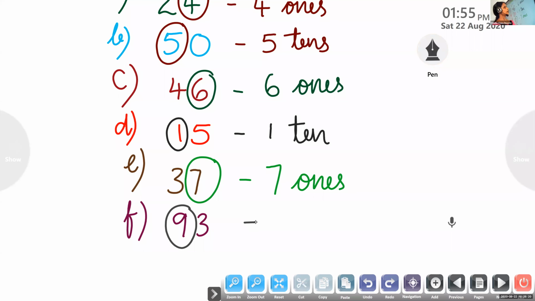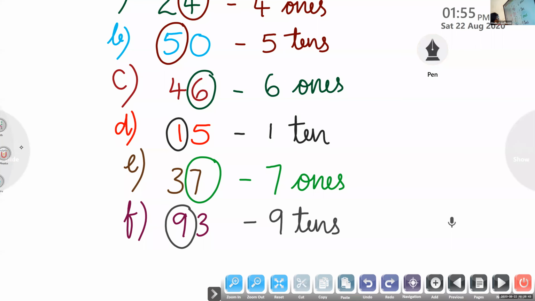Aisha, what is the answer? 93. 9 is encircled. What is the place value of 9 in the number 93? 9 tens. Very good. So we have 9 tens. T-E-N-S. Tens.